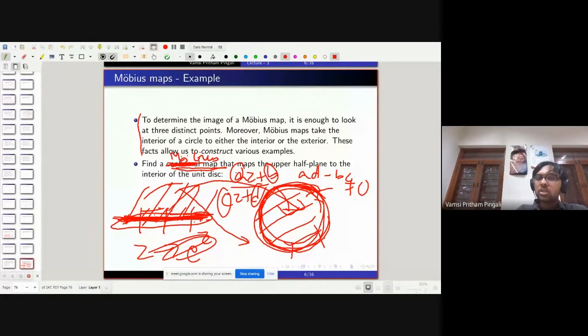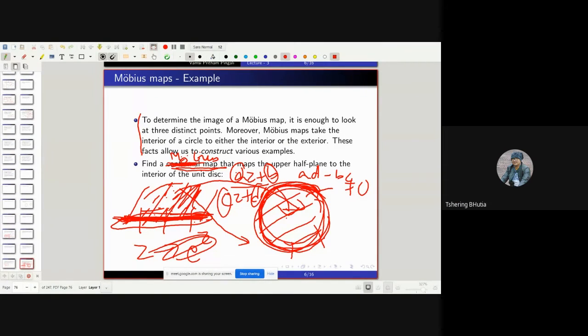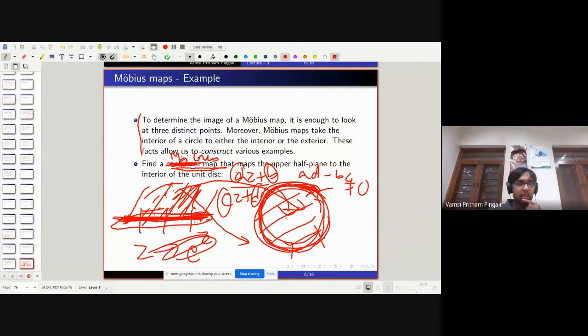Now that this goes to this, all you need to check is whether this goes inside or outside. That is the only thing one needs to check. How will you ensure that this goes inside as opposed to outside? We just need to take one point in the upper half plane and see where the image lies, either inside or outside. Excellent.